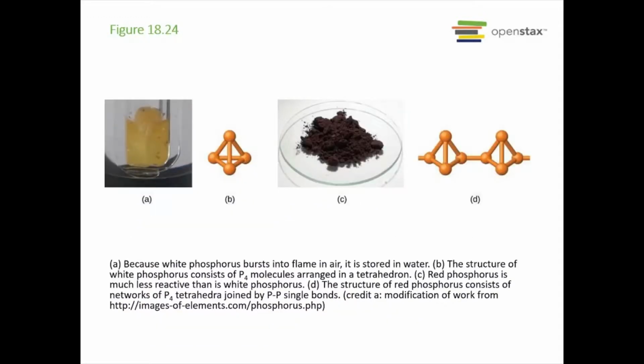This is showing you white phosphorus stored in water in A, and then in B is showing you what its 3D structure looks like, the P4 molecules, and then in C is red phosphorus, much less reactive, and D is showing you the structure, and you can see how the tetrahedrons are linked by those phosphorus single bonds, and you can also see it just keeps going.